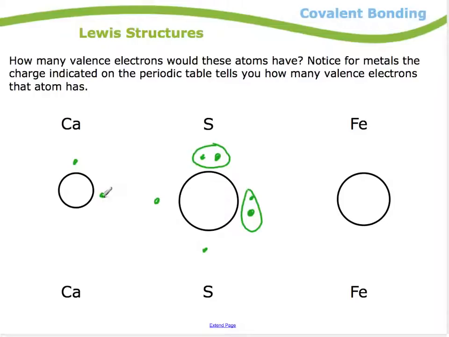Calcium has those 2 electrons, so there's probably a nice arrangement that these two could have. But I wasn't looking at the bonding there. I was just looking at the Lewis structures.